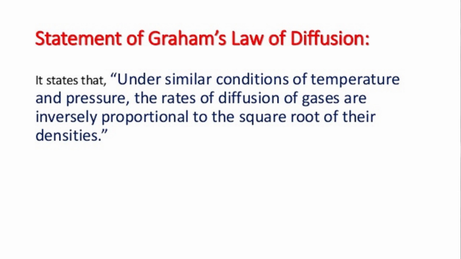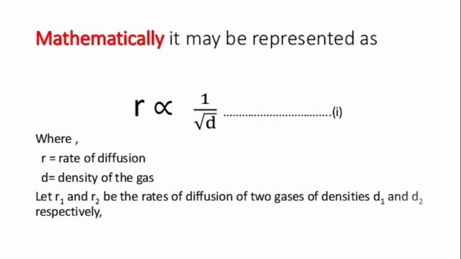This law can be stated as: under similar conditions of temperature and pressure, the rates of diffusion of gases are inversely proportional to the square root of their densities. Mathematically, this law can be represented as R is inversely proportional to the square root of D, where R is the rate of diffusion and D is the density of the gas.